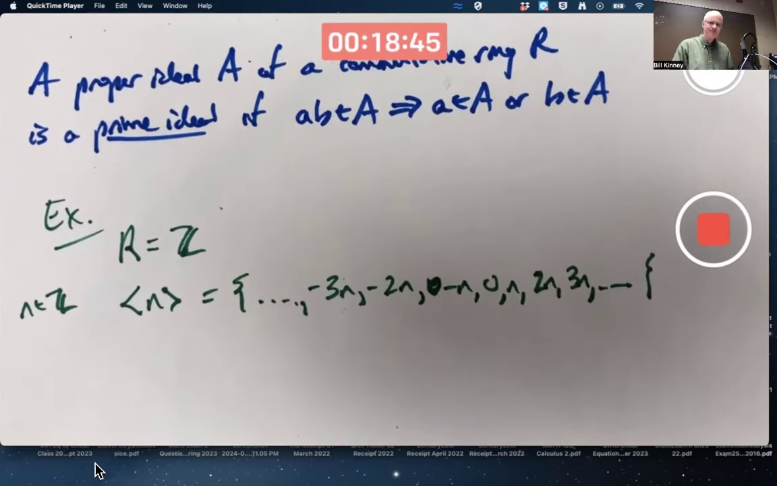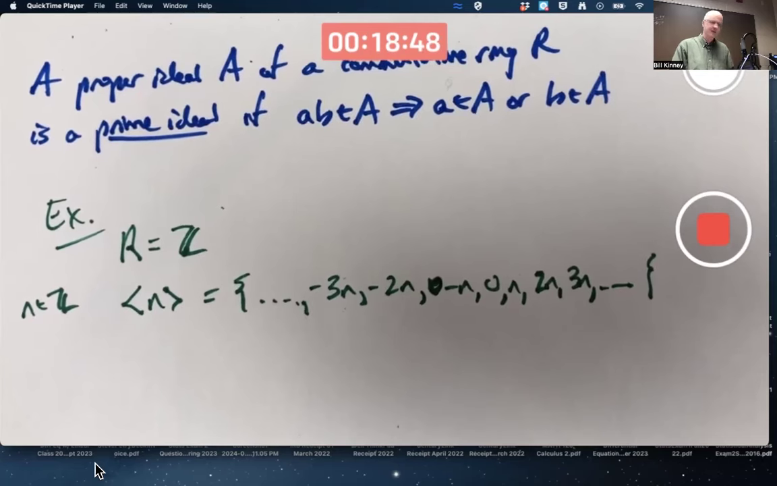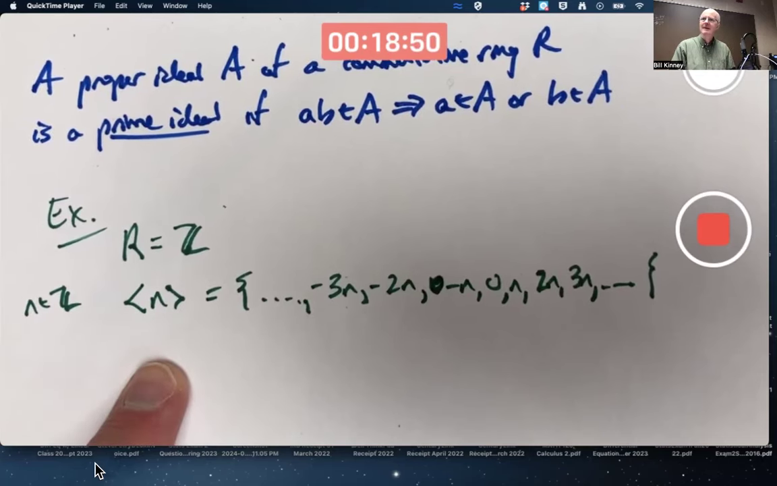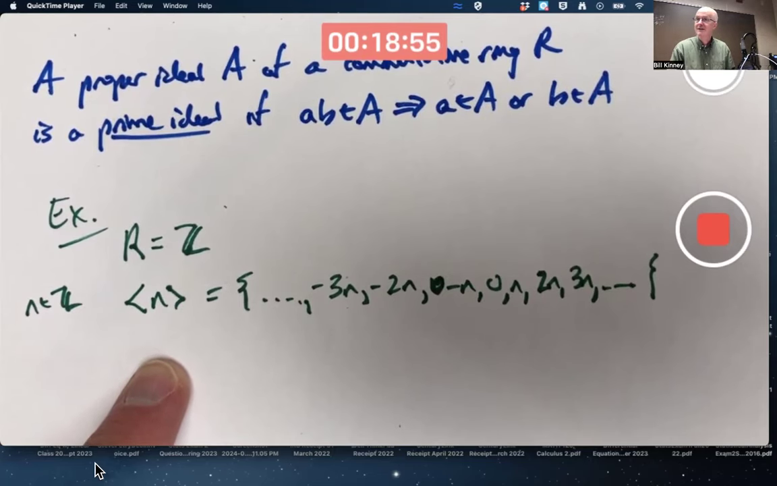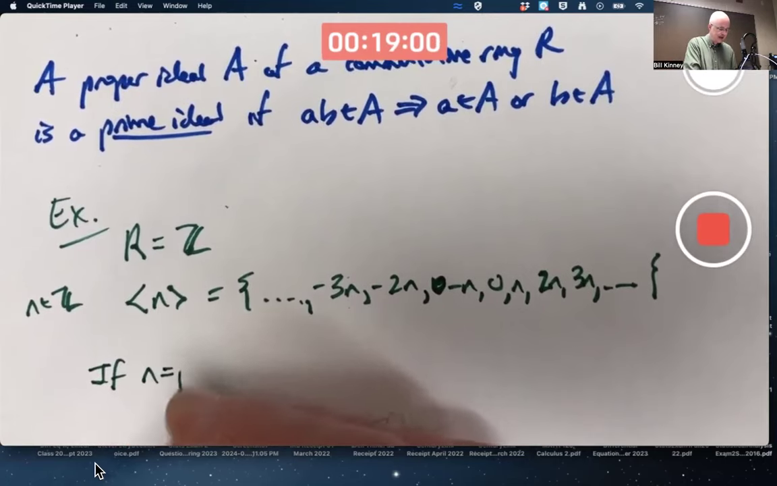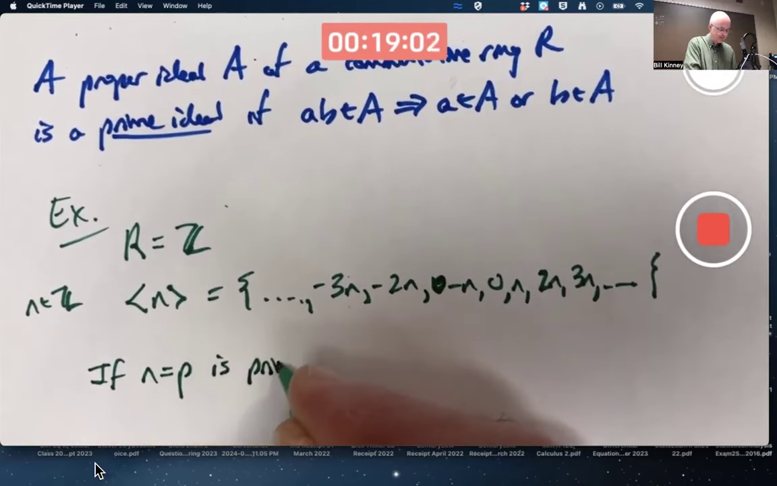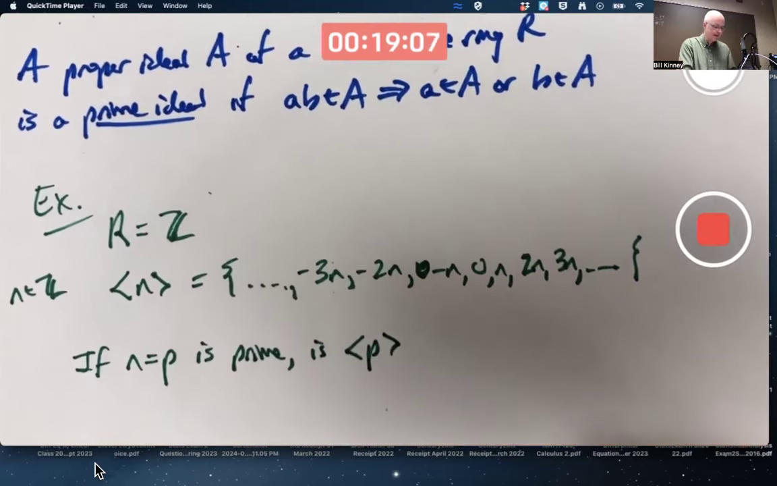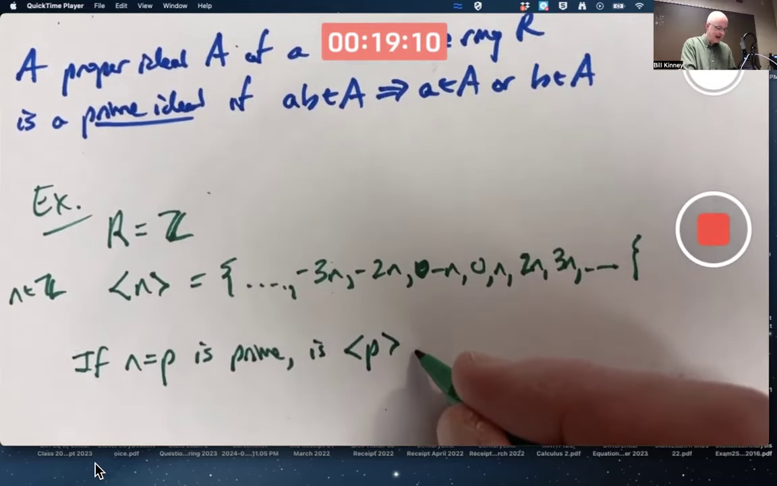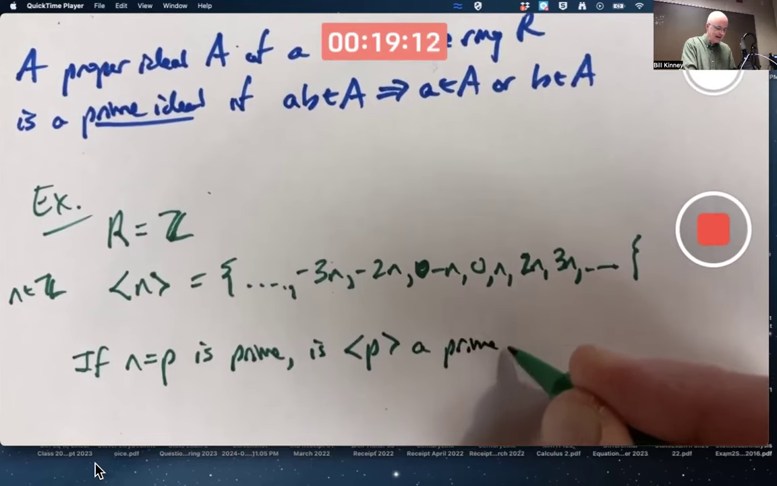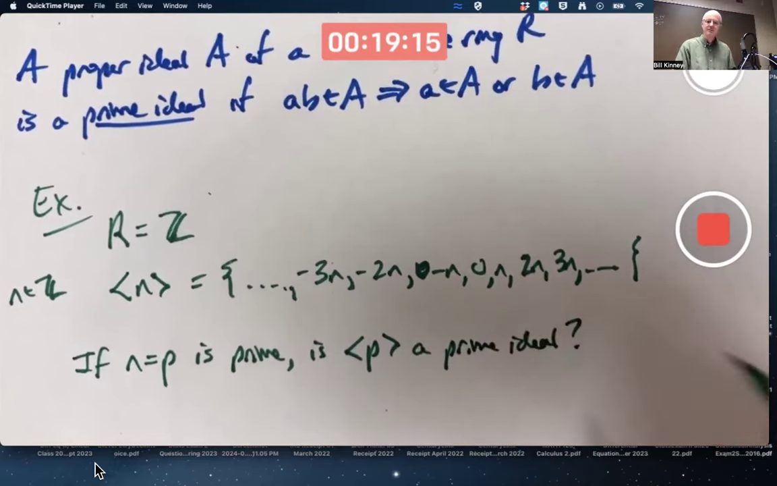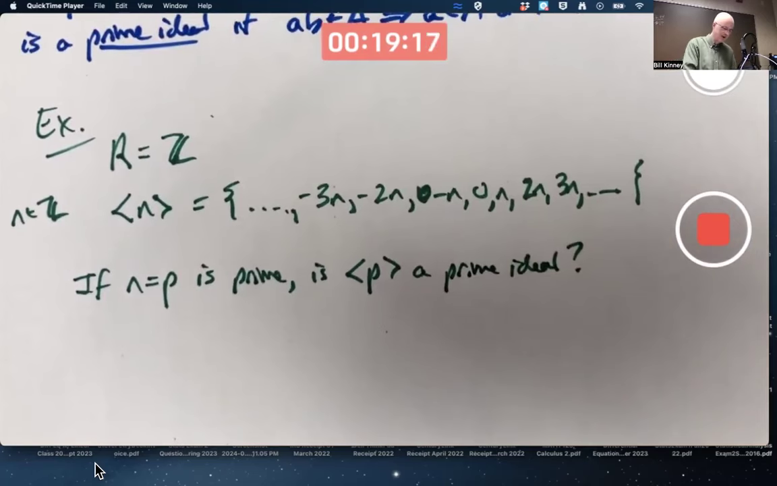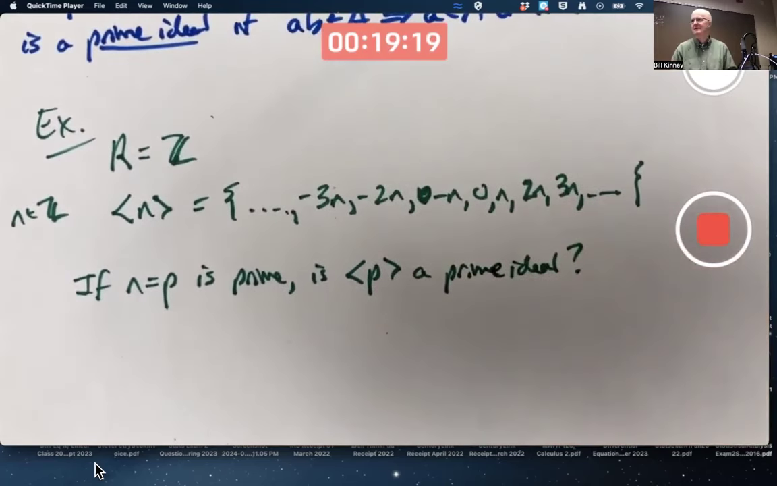You might wonder, is this a prime ideal or not? The answer is, it depends. It depends on whether n is prime or not. If n equals p is prime, is the resulting principal ideal generated by that p a prime ideal? If p is a prime number, you would hope so. Otherwise, why bother calling it a prime ideal in the definition of a prime ideal?